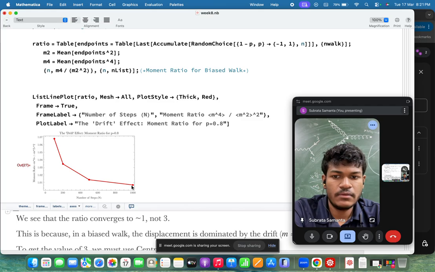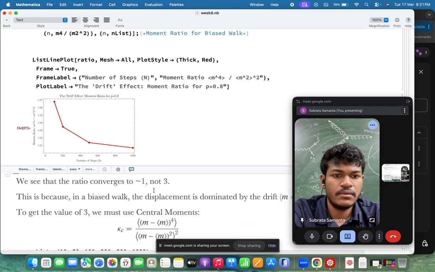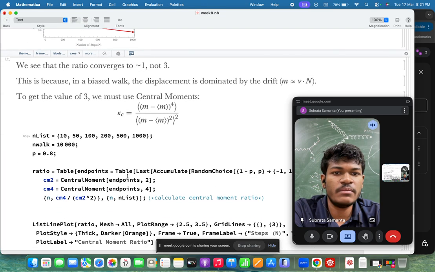Okay. So, it roughly converges to 1 rather than 3. This is because in a biased walk the displacement is dominated by the drift. It is basically shifted in only one direction, because there is a drift that is v times m, the number of steps.